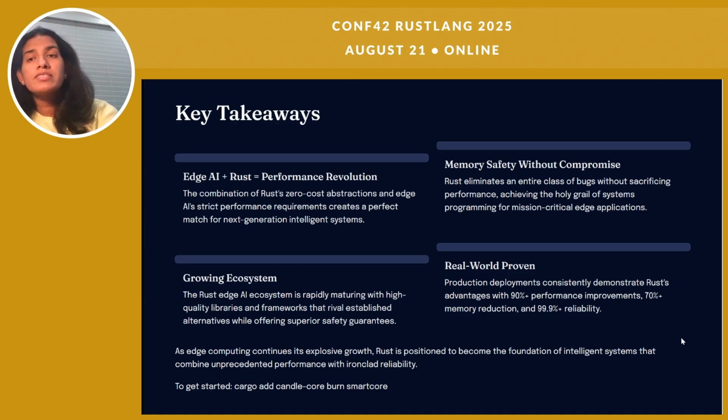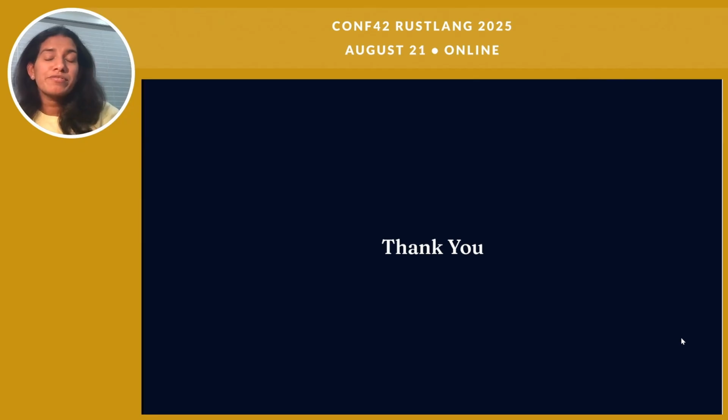Production deployments demonstrate Rust's advantages of 90% performance improvements, 70% memory reduction, and 99.9% reliability. As edge computing continues its explosive growth, Rust is positioned to become the foundation of intelligent systems that combine unprecedented performance with reliability. You can always start with Rust on your system by using Cargo, adding Candle Core, Burn, and Smart Core.